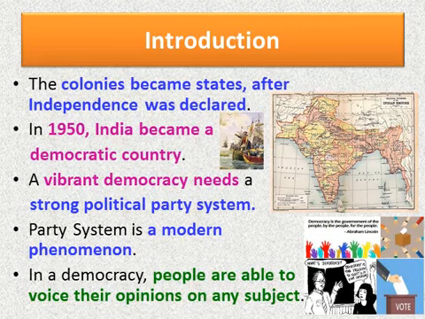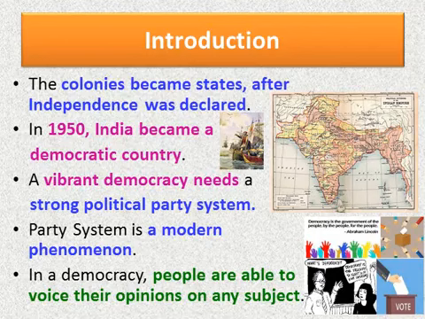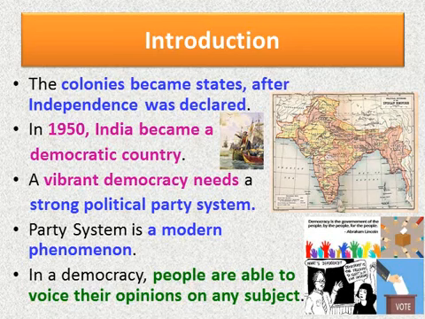Since the governance was in the hands of one person, the welfare of people depended on him. Children, the colonies became states after independence was declared. In 1950, India became a democratic country. Democracy is a system of government by the whole population or all eligible members of a state through selected elected representatives. That is, it is a government by the people.